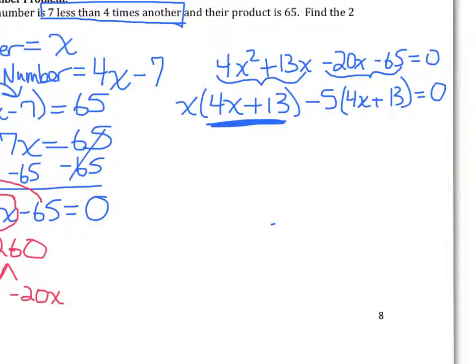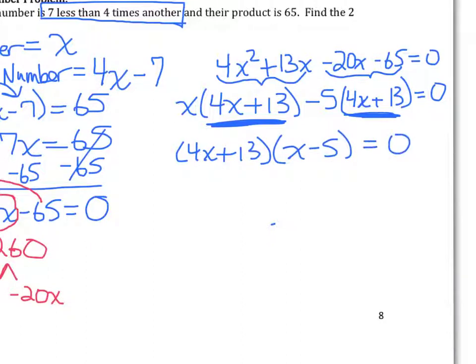I have a 4x plus 13 here and here, so I can factor that out. I have a 4x plus 13 times an x minus 5 equals 0. And now I have it factored completely. I have two things that multiply together to give me 0. And so what we need to do is set each of these equal to 0.